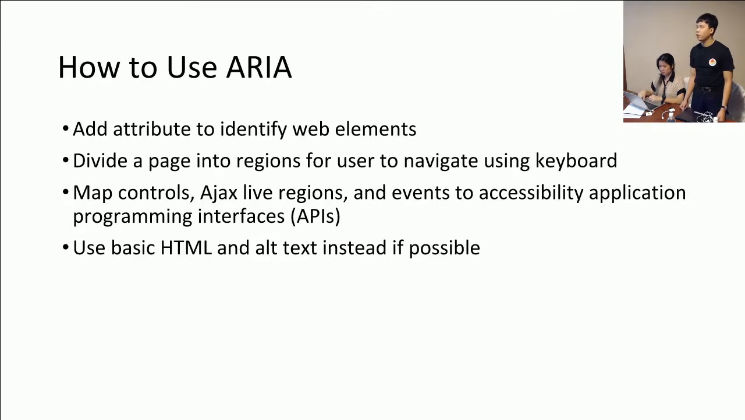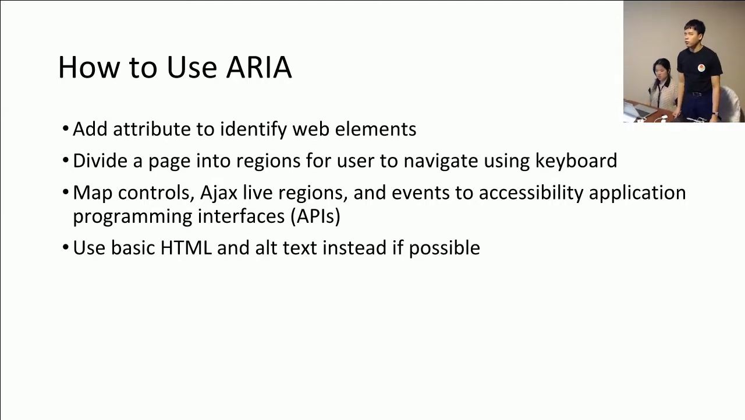How to use ARIA? Actually, we use ARIA mostly by adding attributes to your HTML elements. After adding these to help screen readers recognize elements, you should divide your website into reasonable regions. And next, we should bind dynamic elements to some accessibility events, so that we can update any changes from those dynamic elements.